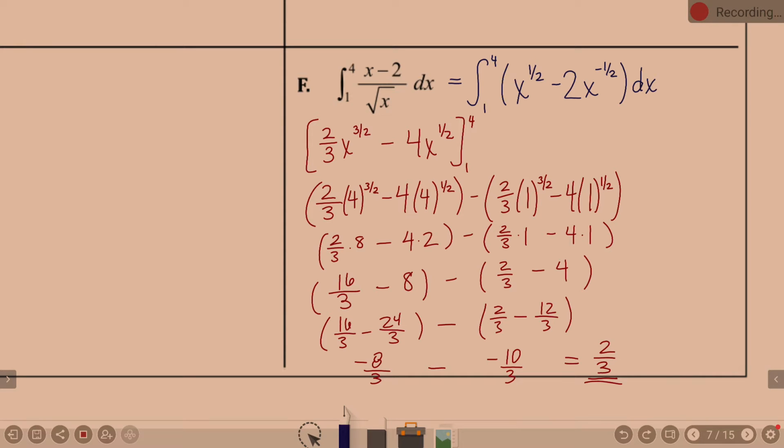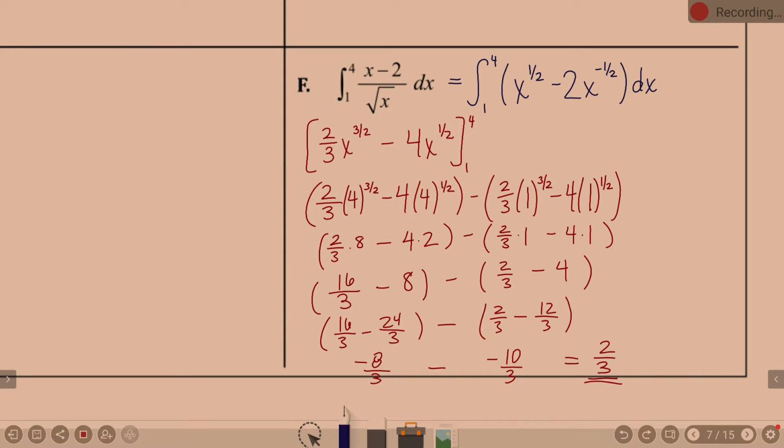Okay, so this one, the big trick here was, just like we talked about the other day, split this into two pieces. x over square root of x is x to the 1/2, minus 2 over square root of x is 2x to the negative 1/2. Then we are integrating, right? We integrate x to the 1/2, we integrate 2x to the negative 1/2. Those are the rules we already know.